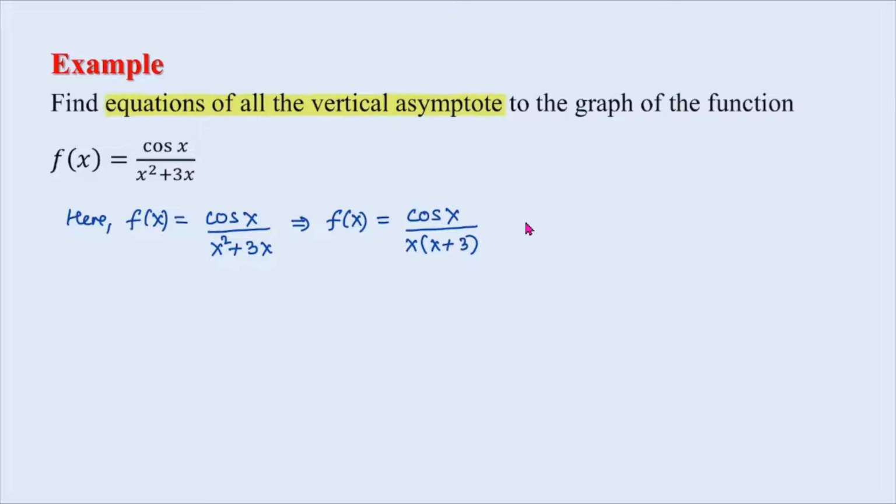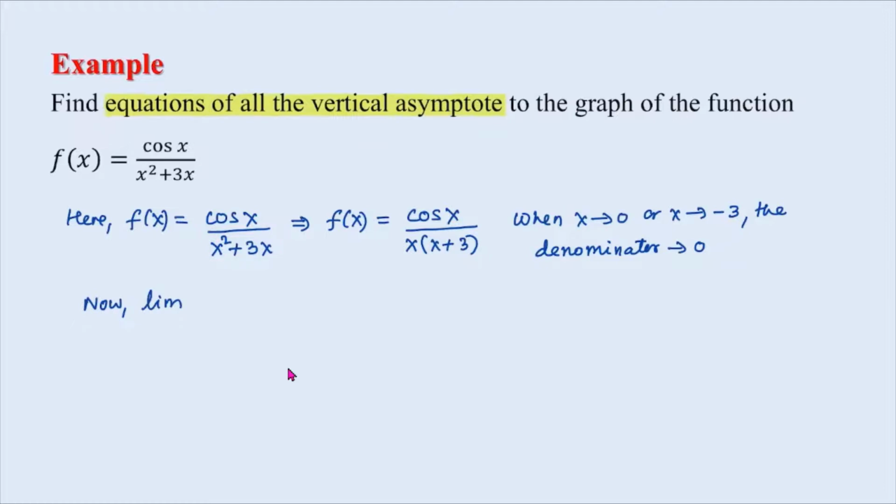So the denominator can be factored to x times x plus 3. Now you can see here, when x approaches 0 or x approaches -3, in both cases, when x is 0 or x equal to -3, the denominator will be 0. The denominator goes to 0 when x approaches 0 or x approaches -3. Now let's look at some limits here. So let's find the limit when x approaches 0 and x approaches -3.